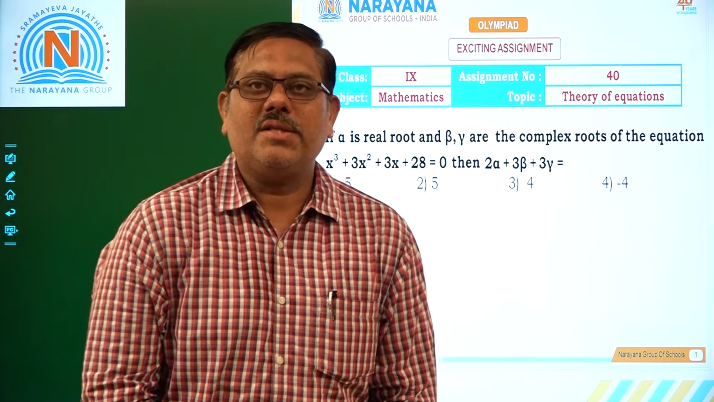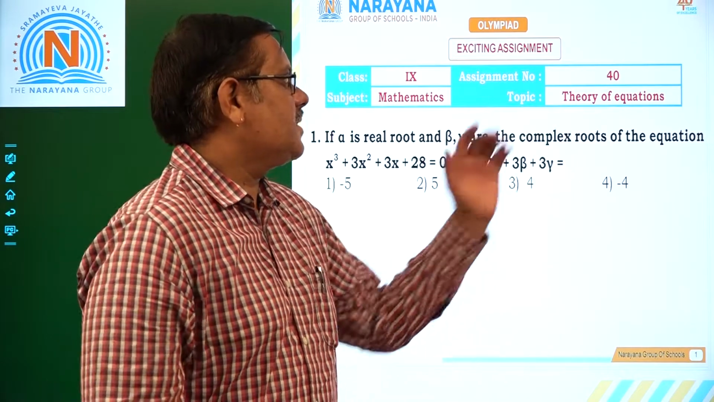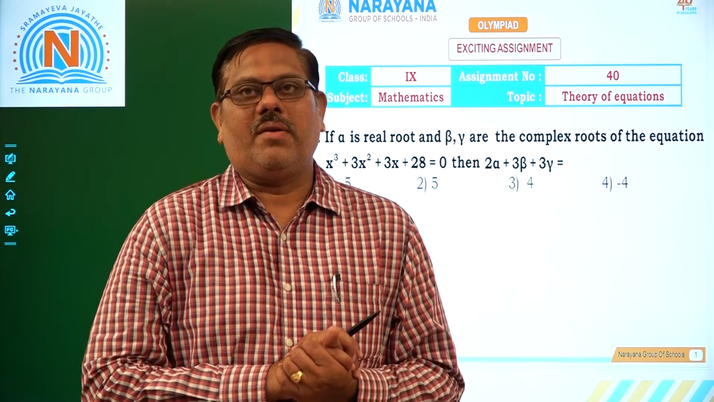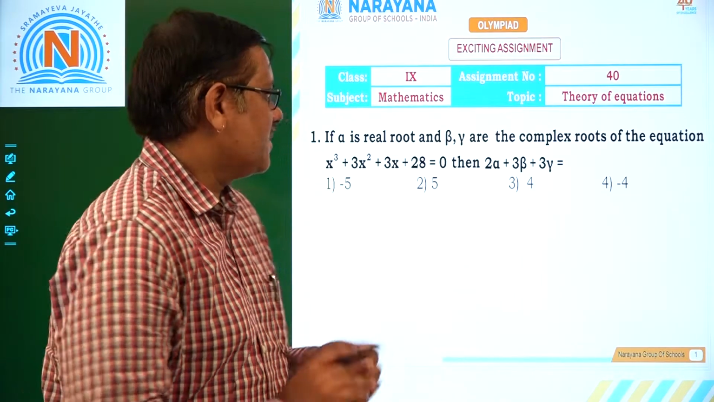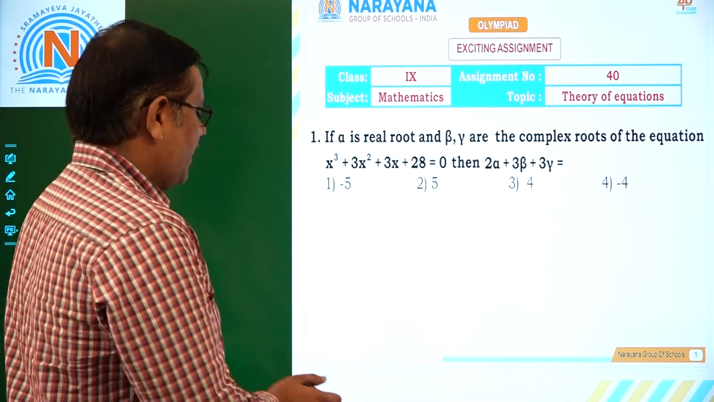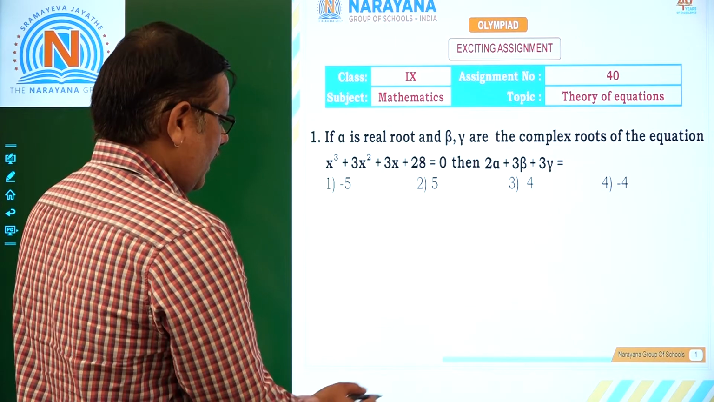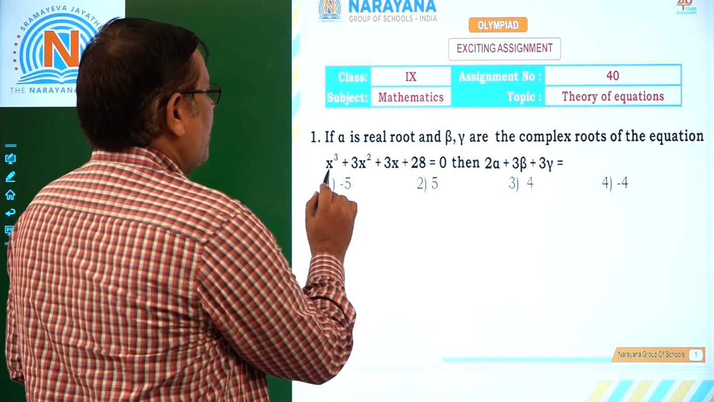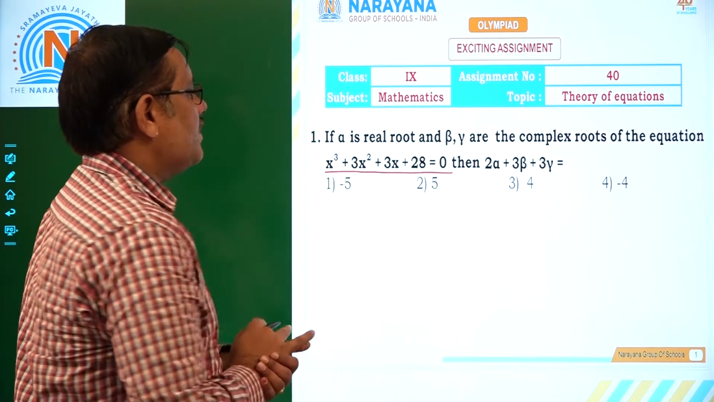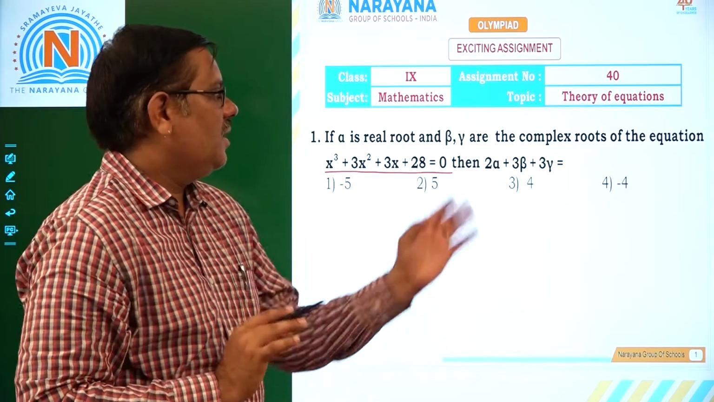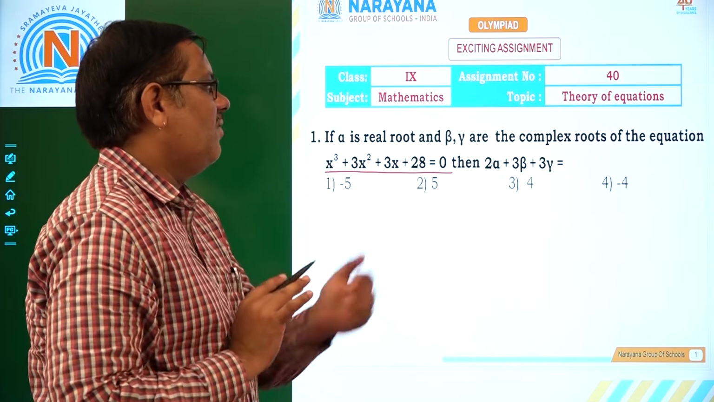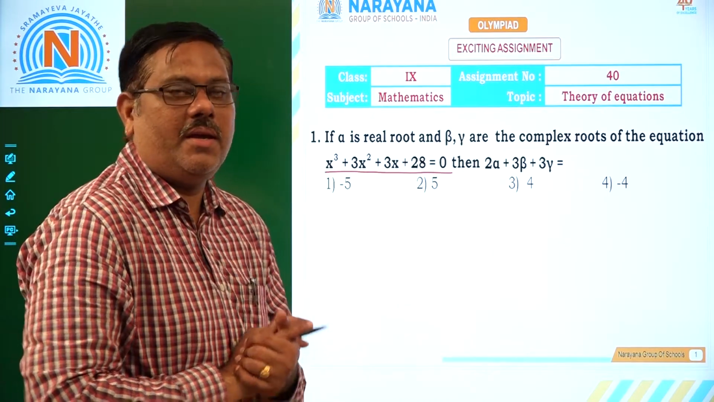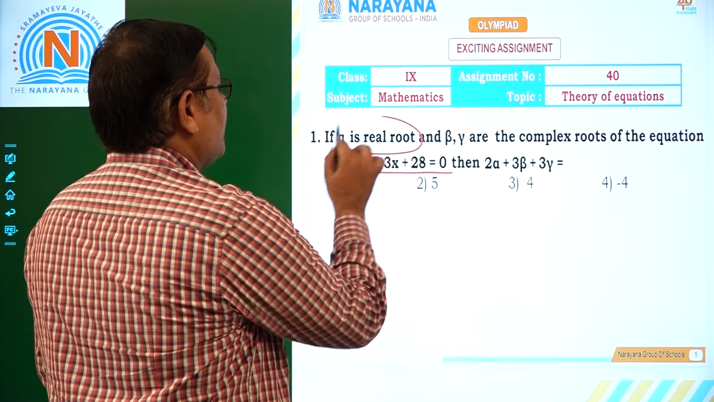Today for class 9 students, we are going to discuss assignment number 40 on theory of equations. Okay, now let us see the first question. If alpha is a real root and beta, gamma are the complex roots of the equation x cube plus 3x square plus 3x plus 28 is 0, then the value of 2 alpha plus 3 beta plus 3 gamma is. So alpha, he is saying, is the real root.